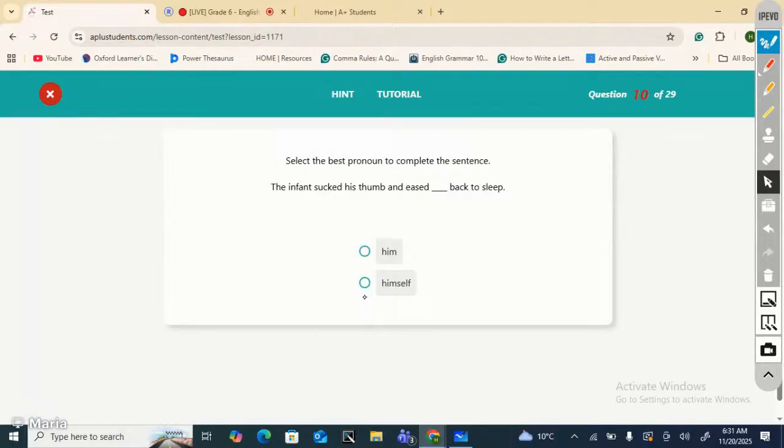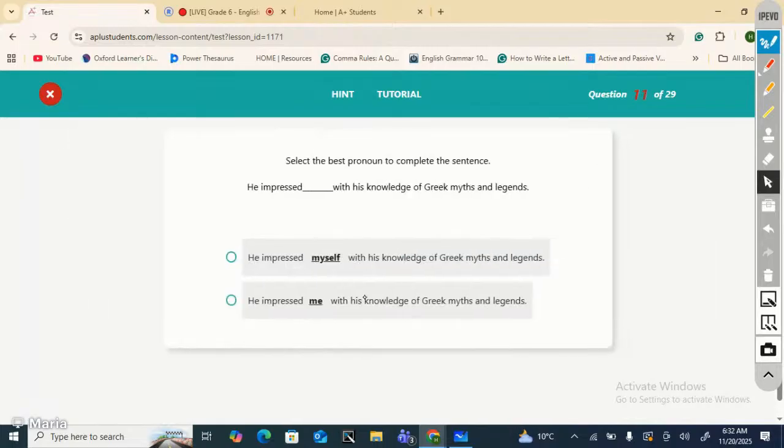Asha and Esther have answered himself. Yes. The infant, singular, it can be a male infant. Infant sucked his thumb. We know it's a male infant because "his" is used, because he sucked his thumb and eased himself back to sleep. It refers back to the subject, infant. That's why we are using a reflexive pronoun.